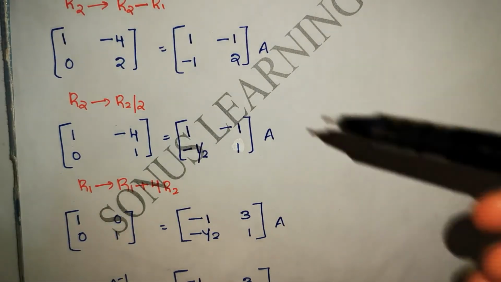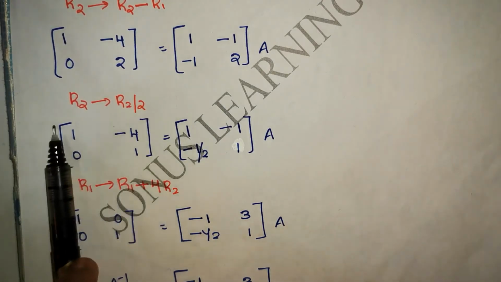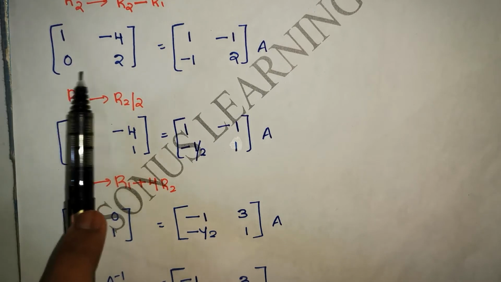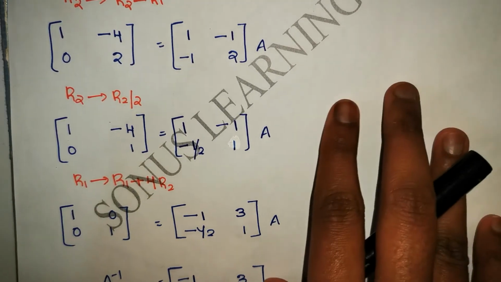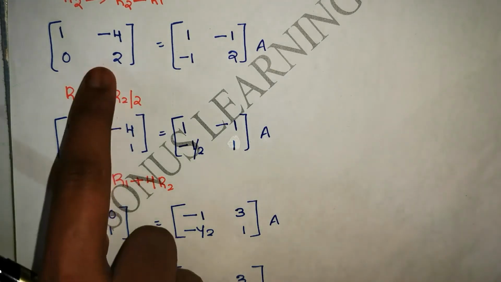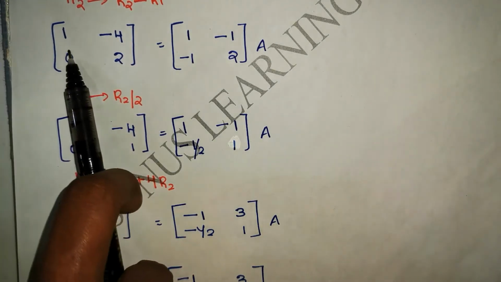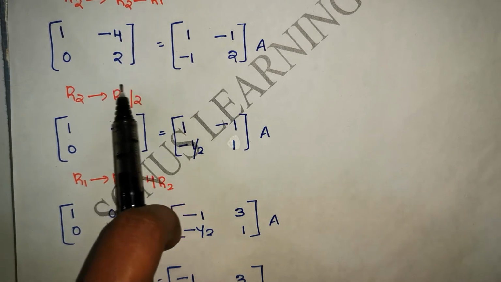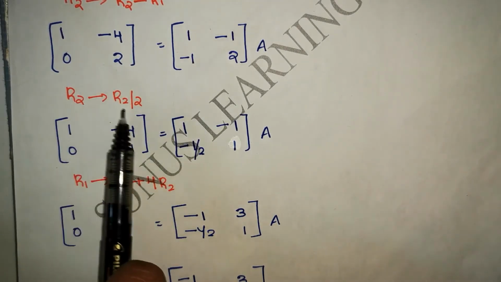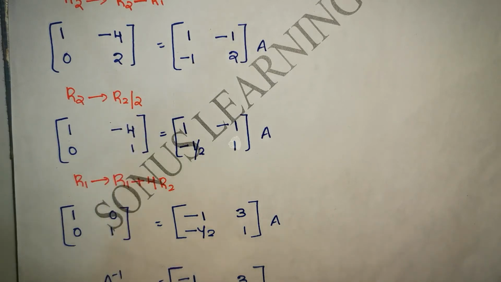Okay, what can we do next? Next, if I divide this particular row, anyway here it is 0, and 0 by any number is 0 only. If I divide this full row by 2, I get a 1 here. I have to get 1 0 and 0 1. So to get 1 here, I am dividing this full row R2. R2 changes to R2 by 2.